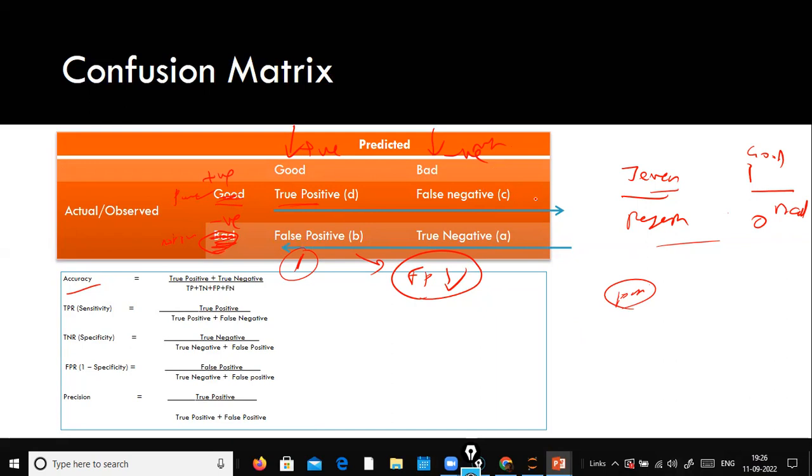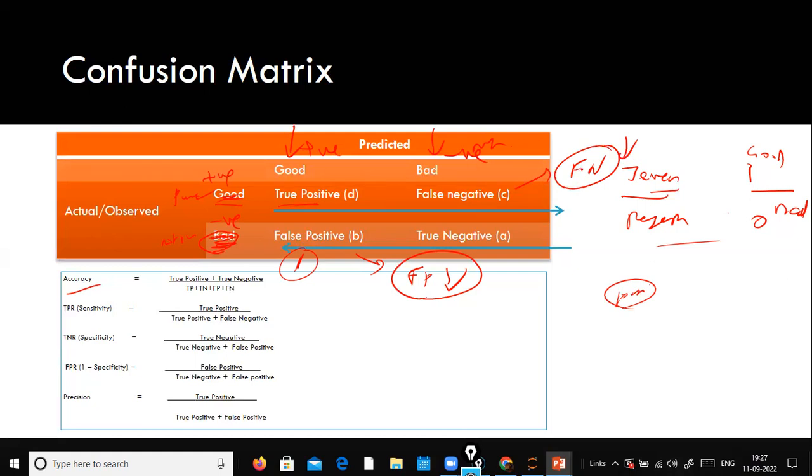Fine. But in the case of the cancer example, positive, negative, right? In that case, my model wrongly predicts for a person who is actually positive that he is negative. What will happen? He will not undergo the treatment, which means he's going to die soon. In that case, the false negative should have a very low value.